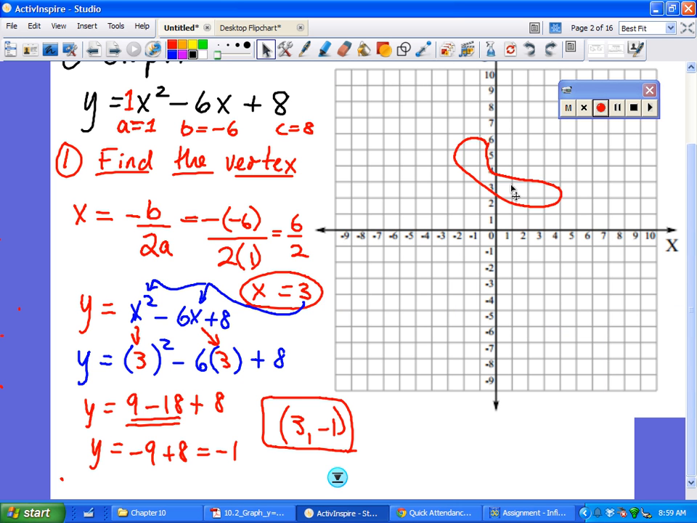Alright, so Joan asked the question, is this opening up or down? Well, look at the number in front of x squared. If it's positive, that means it's happy face, opening upwards. So make a note of that. Since A is positive, then the graph opens upwards.